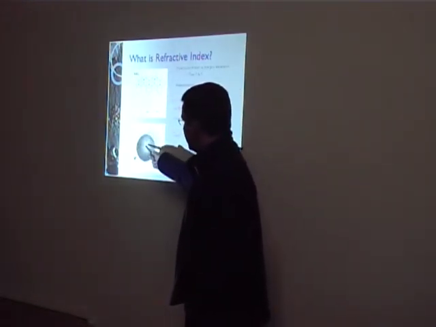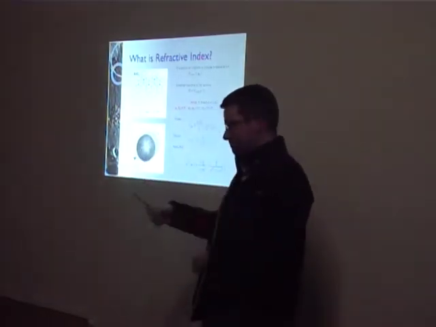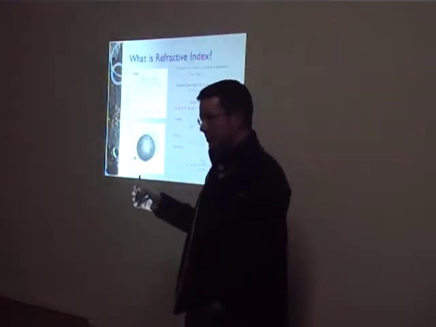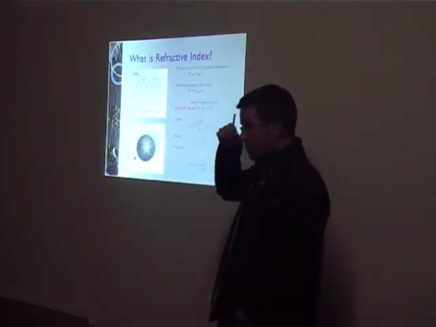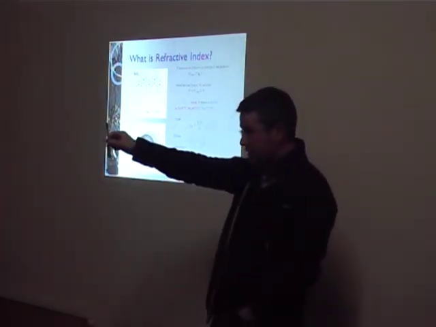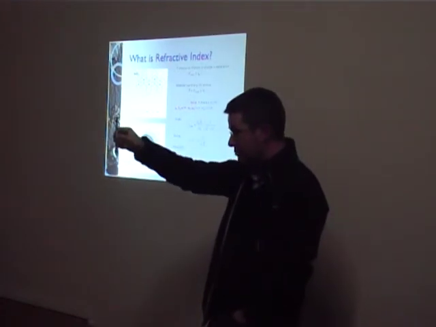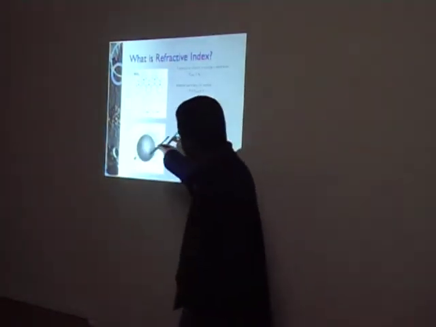Negative charge, positive center, they attract. Along comes a light wave. And I mentioned before that a light wave is a travelling electric field that oscillates in a particular plane, it's polarised in that particular plane. And this is the electric field here.